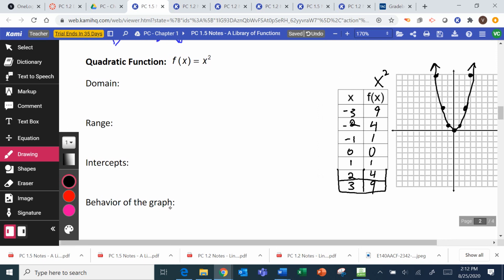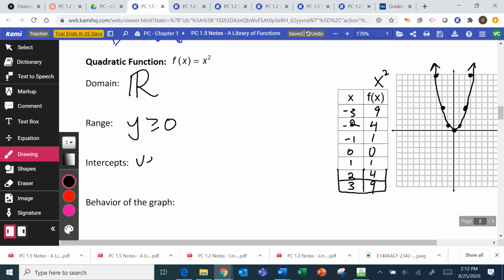All right, domain. So this parabola is getting wider and wider. Is there a number that I can't put into x squared? Or if you look at the graph, does it ever stop going to the sides? No. So it's all real numbers. The range is down to up. But because we have that squared, that does affect the range. We can't get negative numbers out of that. So our range for this one is going to be all the way down to 0, all the way up. So y is greater than or equal to 0.